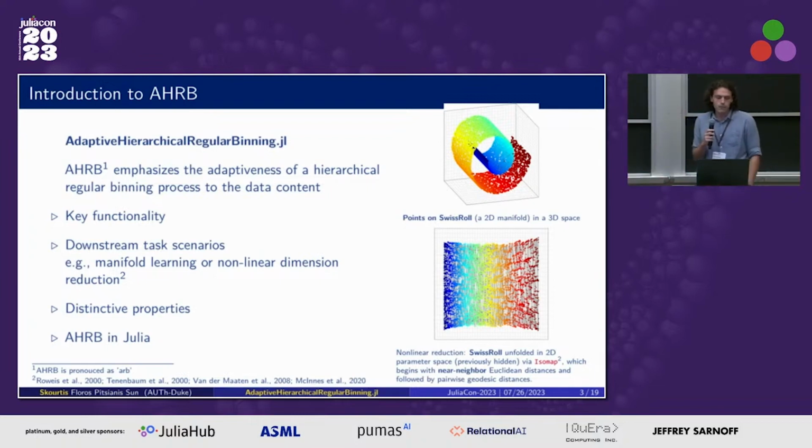And ARB can be used by downstream tasks, such as nonlinear dimension reduction, which is a process that utilizes near neighbors, and ARB offers efficient queries that speed up such searches. One example is the Swiss roll depicted in the images to the right. The Swiss roll is a two-dimensional structure embedded in a three-dimensional space. So nonlinear dimension reduction basically unrolls that structure, revealing its true shape. And such structures can exist in higher dimensions, and ARB aims to facilitate these higher dimensional cases.